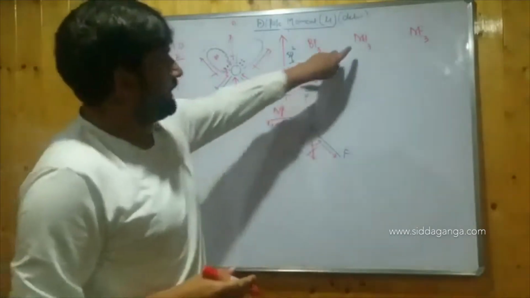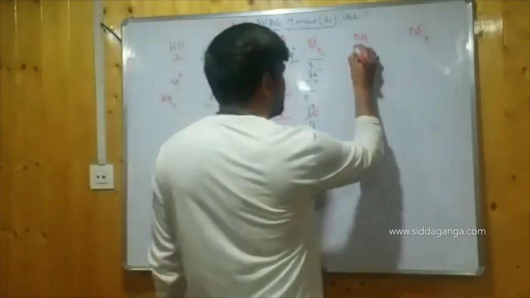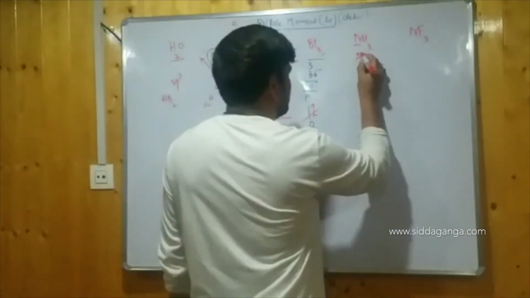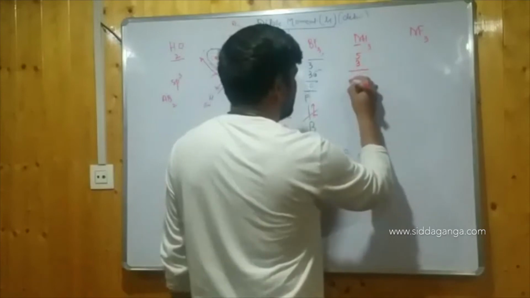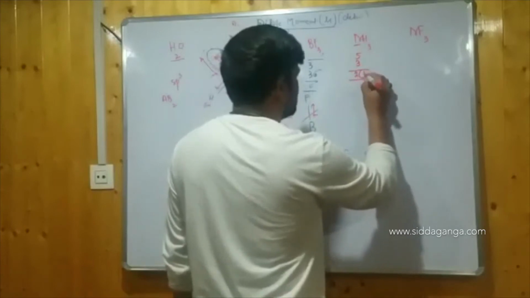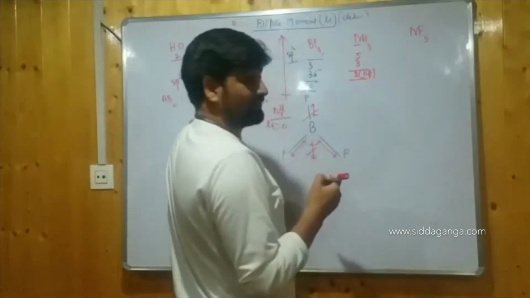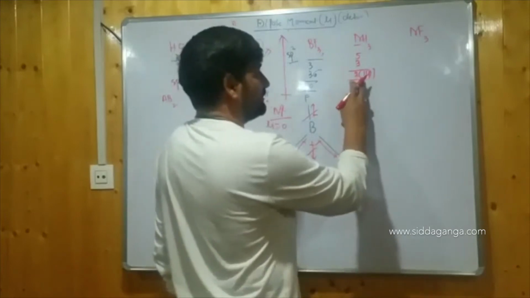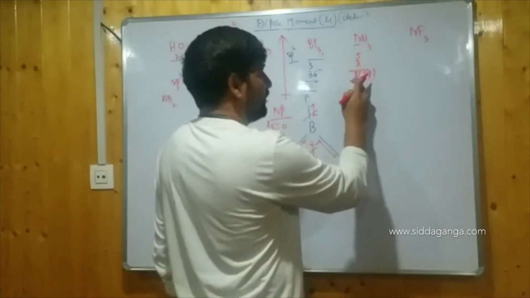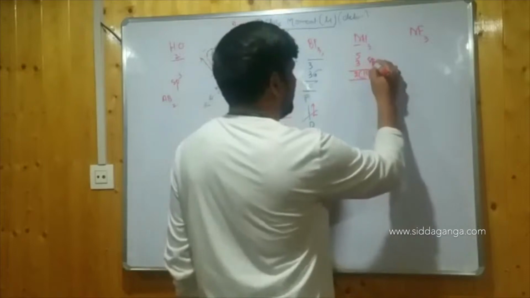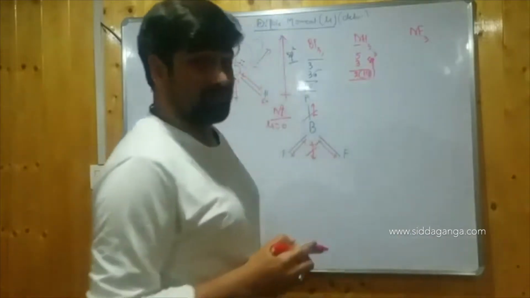Clear? Look at the NH3 molecule. I'll use the rule. Nitrogen: how many valence electrons? 5. How many bonds made? 3. How many remaining electrons? 2. That means 1 lone pair. Correct or not? You got 1 lone pair or not? Yes. 3 bonds, 1 lone pair included. Hybridization will be sp3. So what's the basic geometry?